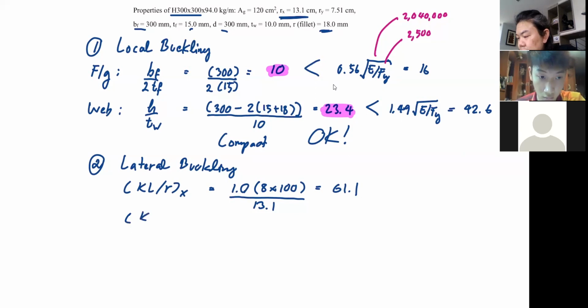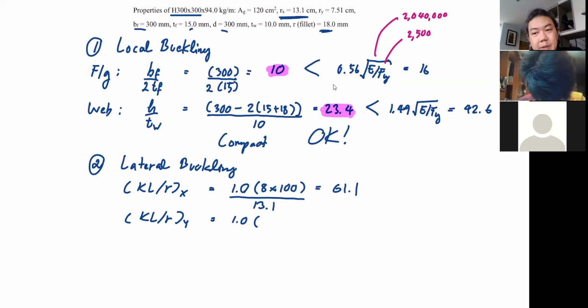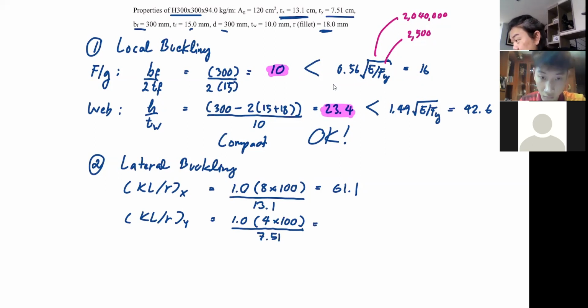Now it's in Y direction. KL over R in Y direction. Again, because of the pin support, we have K equal to 1. Now in the Y-axis, we have the bracing in the middle, so the unbraced length becomes 4 meters. So I have to multiply by 100 to change the unit and then divide this by ry, which is 7.51. So here we go.